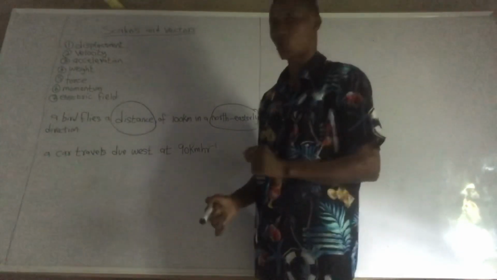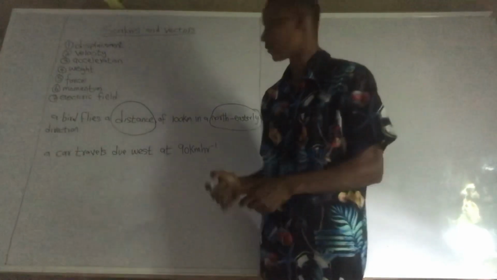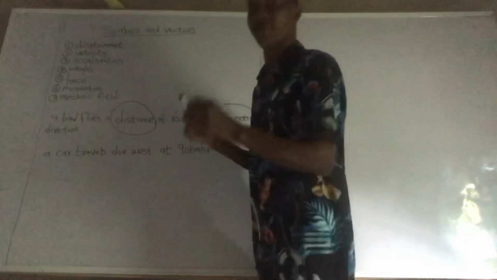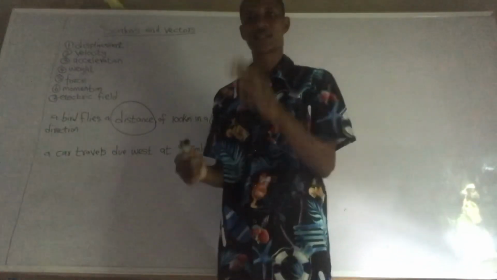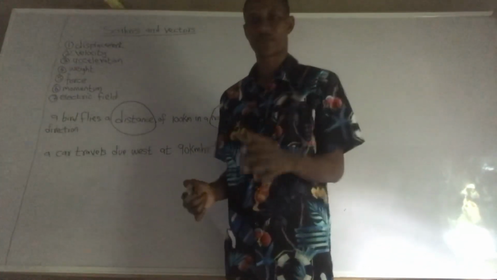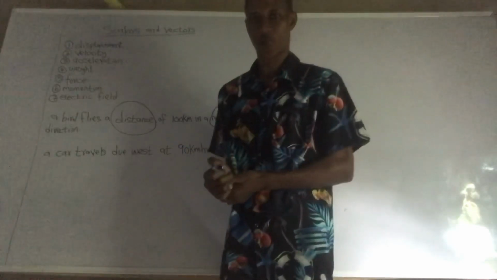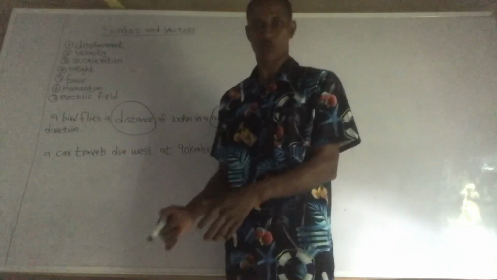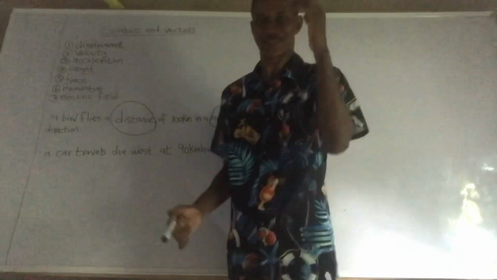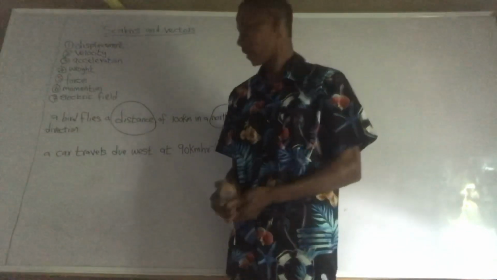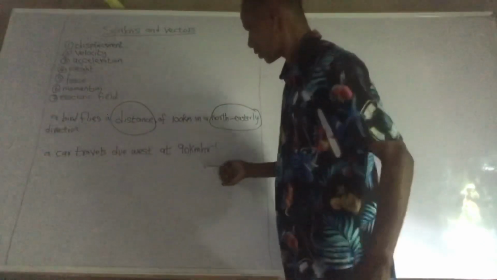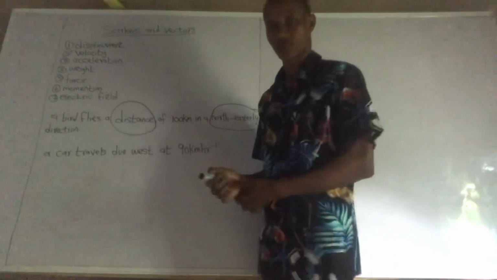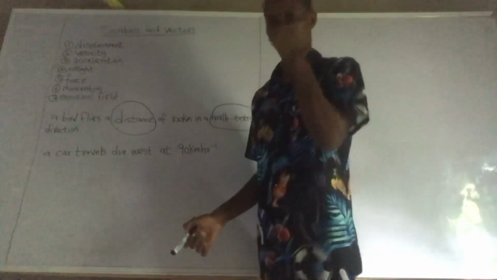Let's use another vector quantity to explain what vector quantities are. Let's use velocity as another example. Velocity is speed in a specified direction. That means when you have speed attached to direction, what you have is velocity. Now let's use this statement to describe what velocity is. This statement describes the vector quantity called velocity.